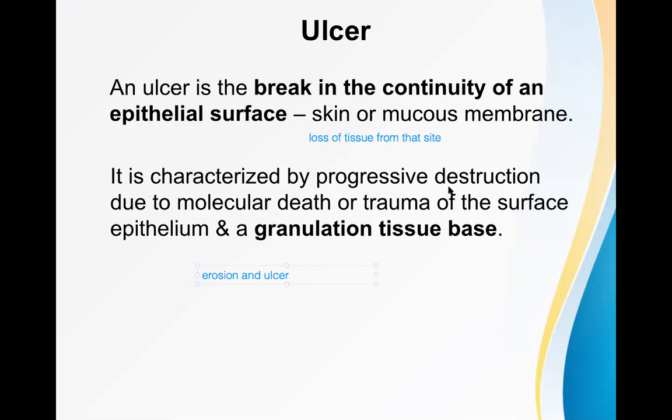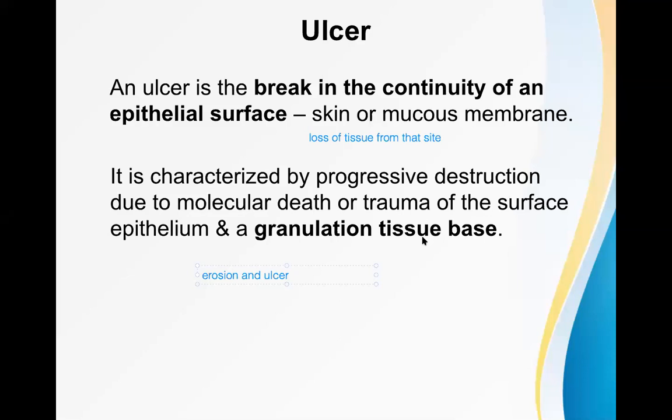Ulcer is characterized by progressive destruction due to molecular death or trauma of the surface epithelium and a granulation tissue base. This can only happen after the tissue is lost. Because of the destruction, because of the trauma, the tissue is lost from there, and that lost tissue is replaced by granulation tissue. In the last class also we talked about this. This is an early scar. I'm making it very easy for you. It is actually made up of fibrous tissue, blood vessels, and inflammatory cells. All of these combined together to form granulation tissue.